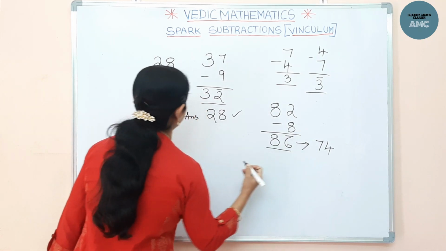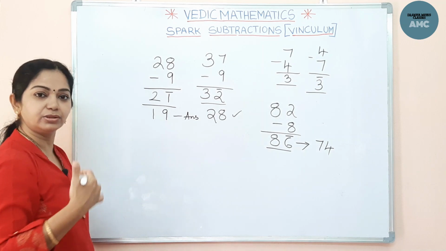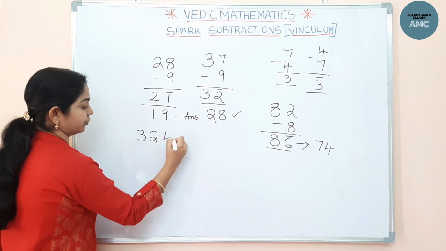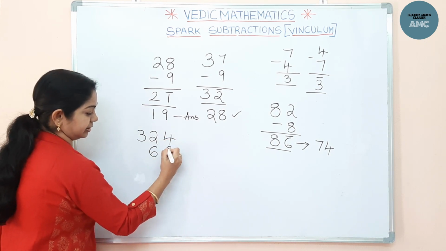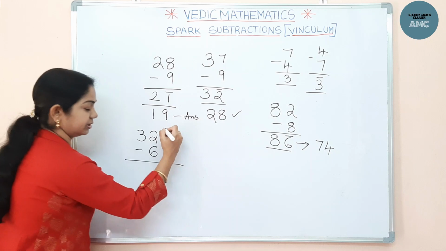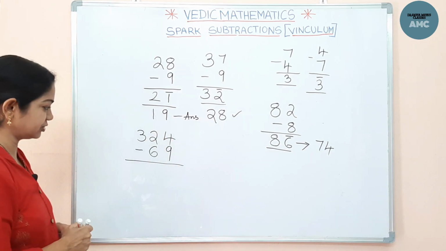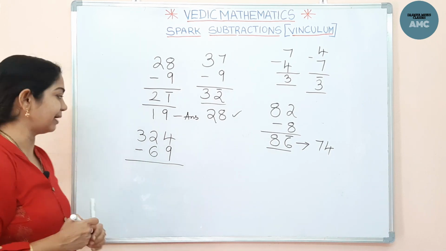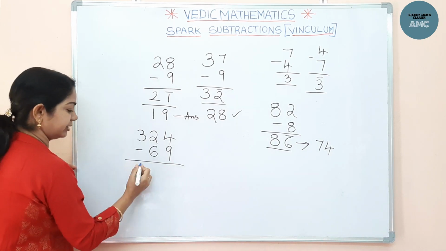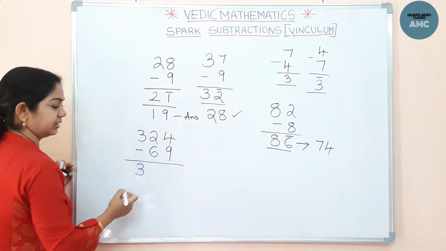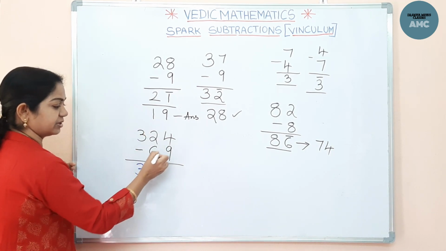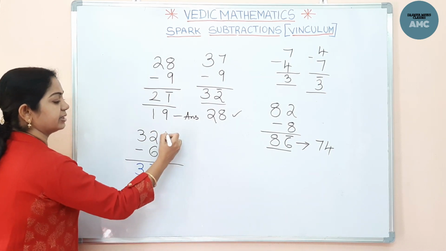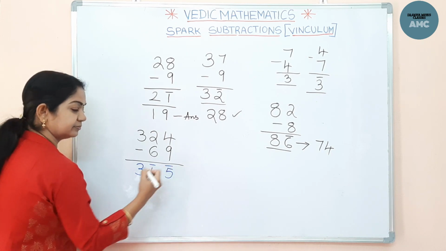Likewise, let me take a 3-digit number with a 2-digit number. Okay. Now 324 and here 69. Suppose. Now a 3-digit with a double-digit number. Let's start from left to right, which is the procedure for the Vedic mathematics. Now here 3, there is no number here. So as it is, I am dropping, and here this is not possible. So reverse subtraction. 6 minus 2 is 4 vinculum. 9 minus 4 is 5 vinculum. Right.